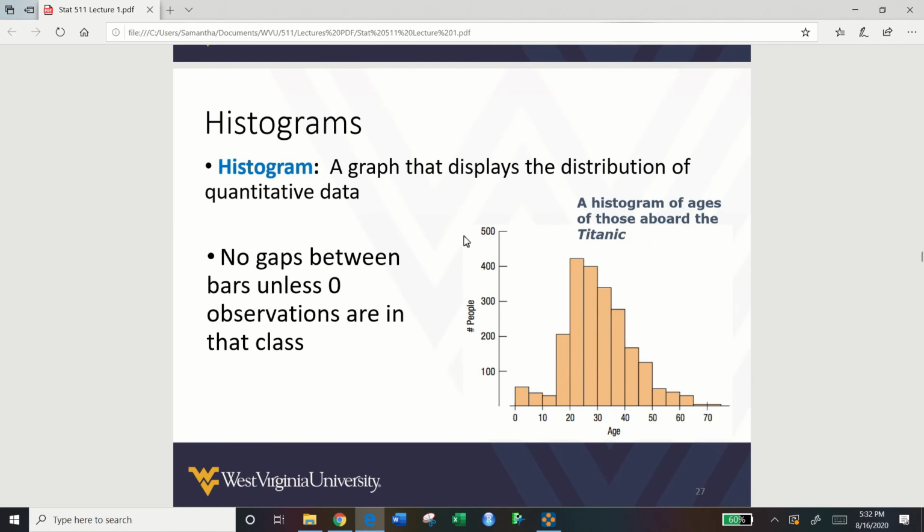In order to graph something that is continuous, we tend to favor a histogram, which is a graph that displays the distribution of our quantitative data. Notice that there are no gaps between the bars unless there are 0 observations in that class. That is a very good way to tell whether you're working with discrete or continuous data. If you see a bar graph, it's discrete. If it's continuous, then it's a histogram.